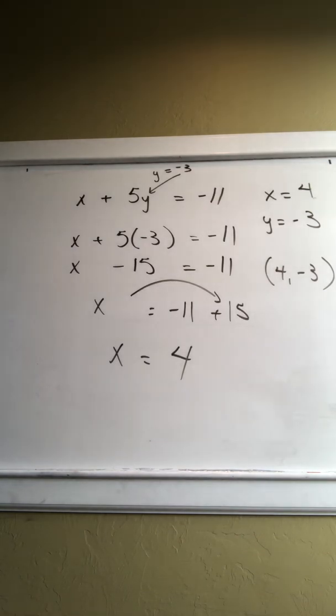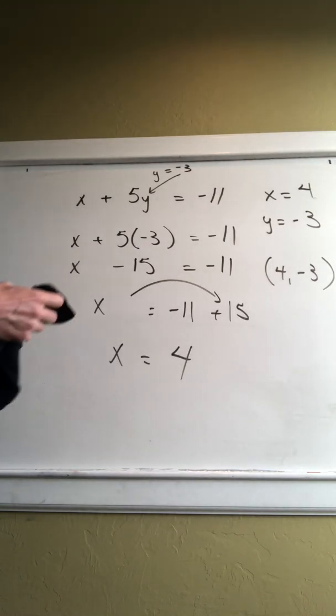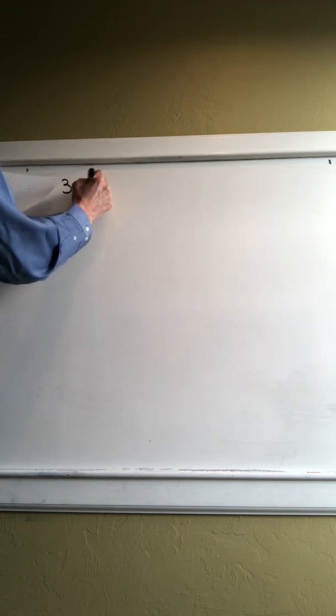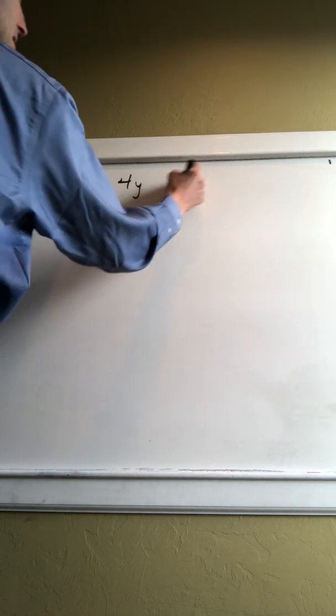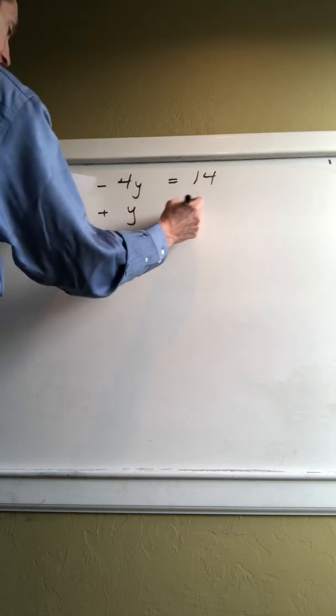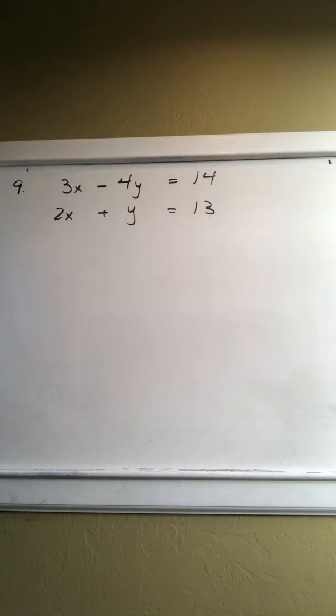All right, let's do two more. We're really going to make sure we've got this. Okay, here we go. That was number 8. This will be number 9. All right, 3x minus 4y equals 14. 2x plus y equals 13. So again, you're going to have to work for this one.